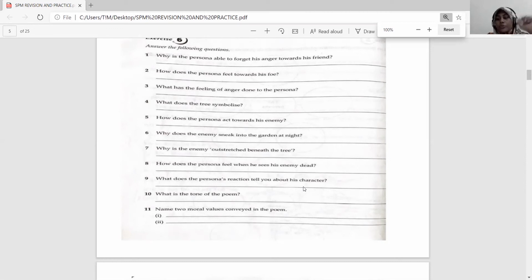Okay, number 10. What is the tone of the poem? Okay, how about this poem? What is the tone? Yes, anger or angry, right? The tone is angry or anger.